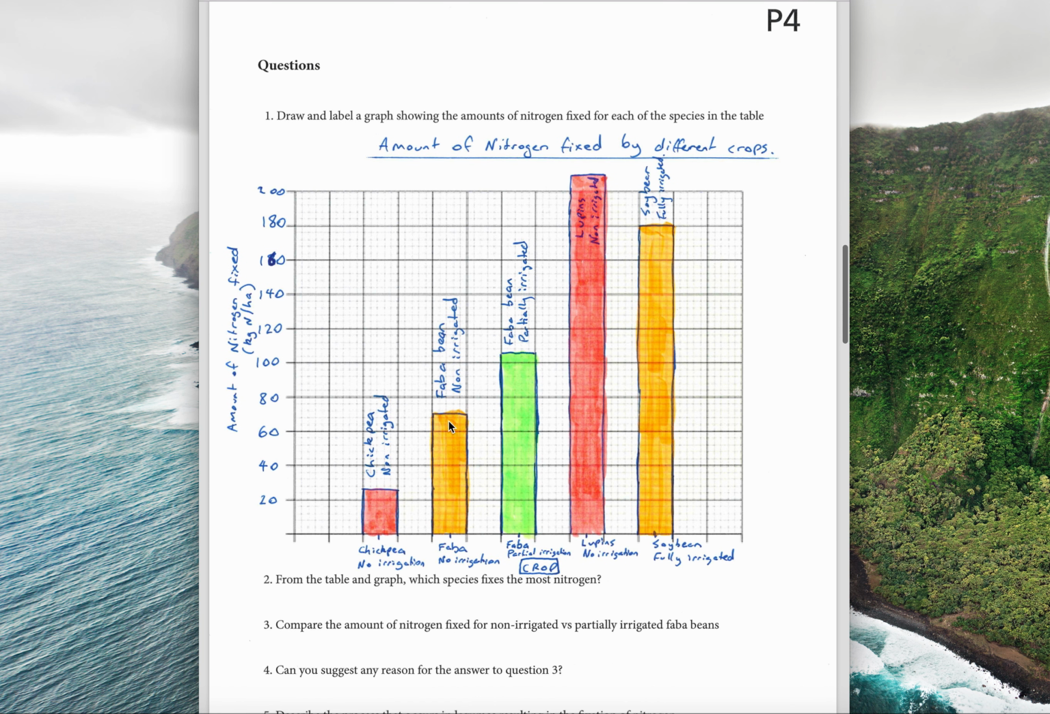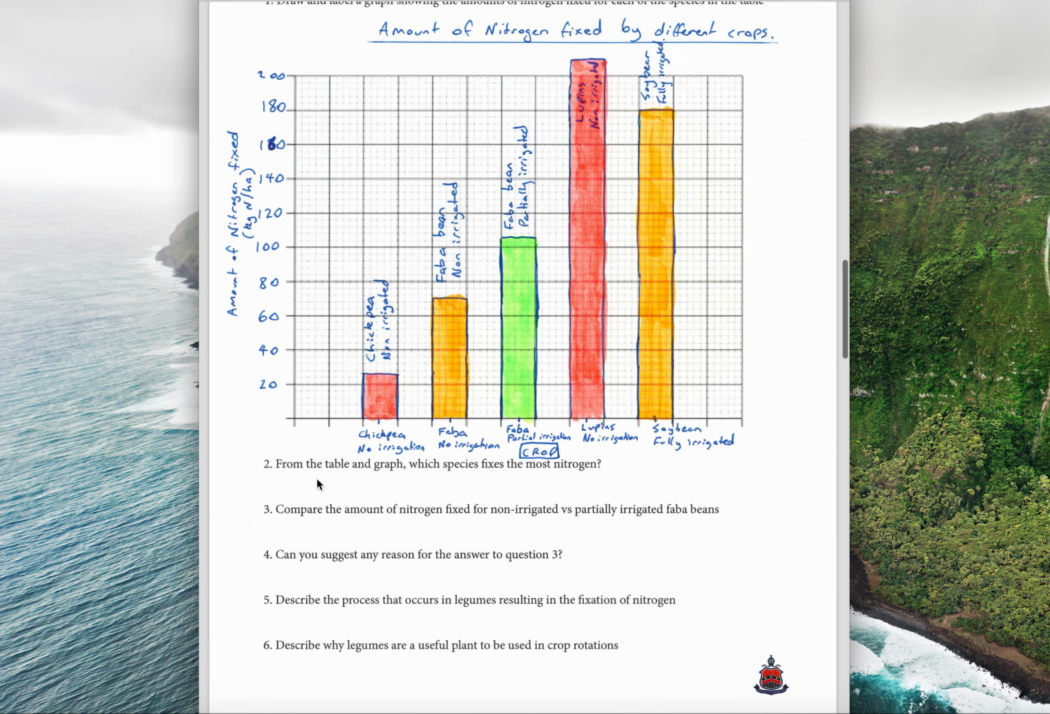You can see here, comparing faba beans to each other, you have non-irrigated faba bean, and then you have partially irrigated faba bean. Now, one of the reasons why faba bean will put more nitrogen into the soil if you irrigate it is because if you irrigate a crop, you will get more growth. Obviously, the more photosynthesis can occur, as we learnt in previous dot points, the more the plants will grow, more leaf area, and therefore the plant can put more nitrogen into the soil. So that is the reason why irrigation makes a difference, even though we are growing the same plant here.